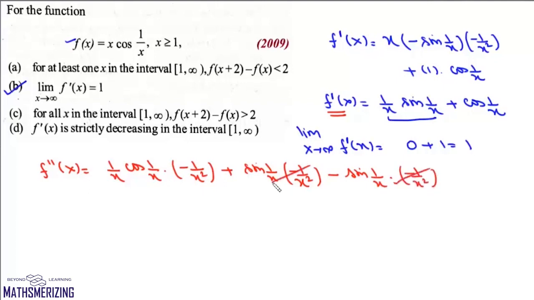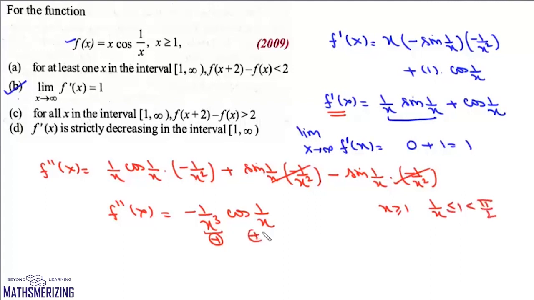Now these two, they'll cancel. We'll write f''(x) as minus 1 upon x cube cos(1 by x). Since x is greater than or equal to 1, this is positive, and when x is greater than or equal to 1, 1 upon x is less than or equal to 1, which is less than pi by 2. So this cos is also positive, and then we have this negative sign. That means f''(x) is less than 0.